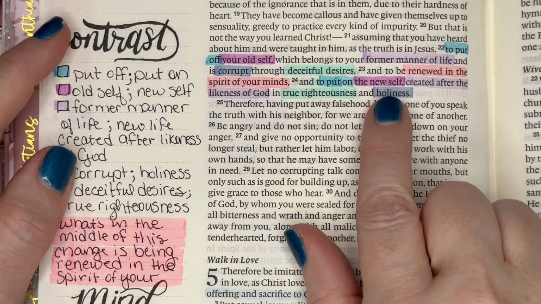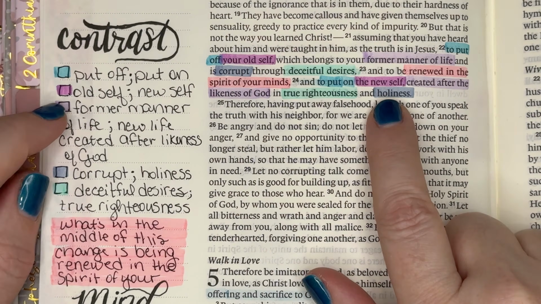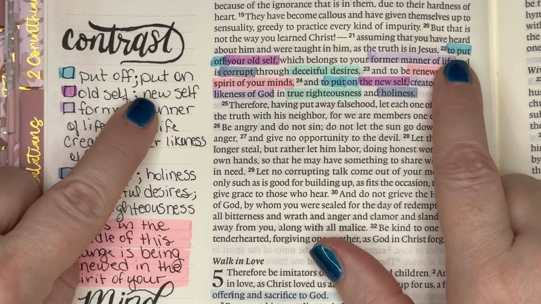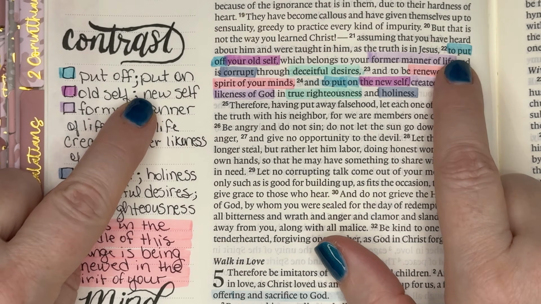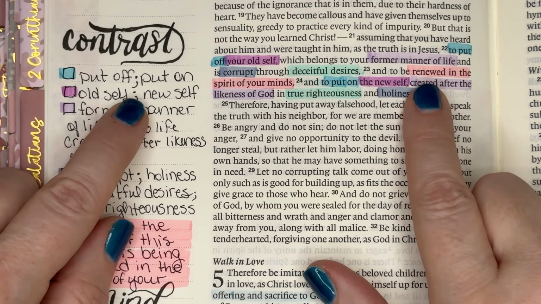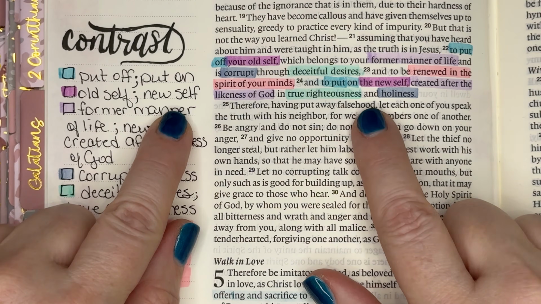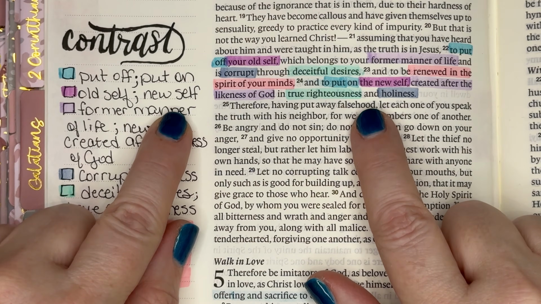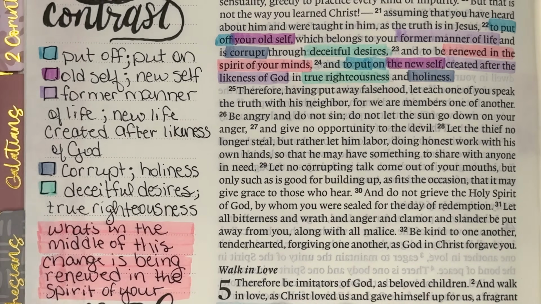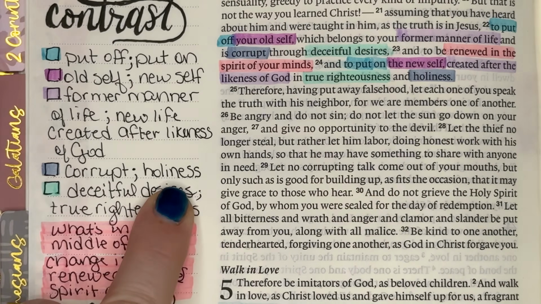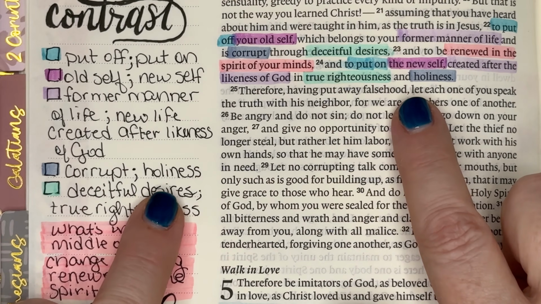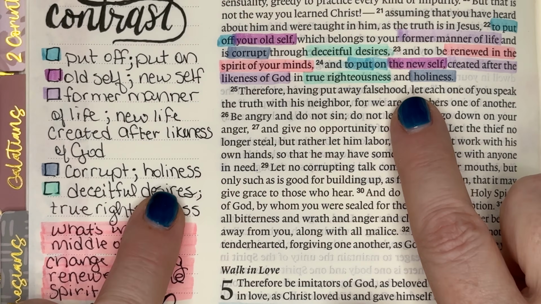The next thing to notice is the former manner of life versus created in the likeness of God. Our former life was shaped by the world and self. This new life is now created in the likeness of God, and it's a return to who we were created to be in the beginning. The next thing to note is corrupt versus holiness. The old self, our old life, was decaying. It was morally ruined. That new us in Christ is now set apart. It's made sacred by a holy God.